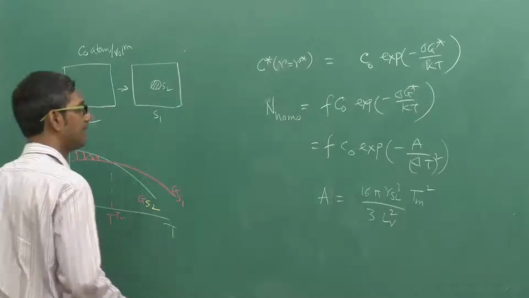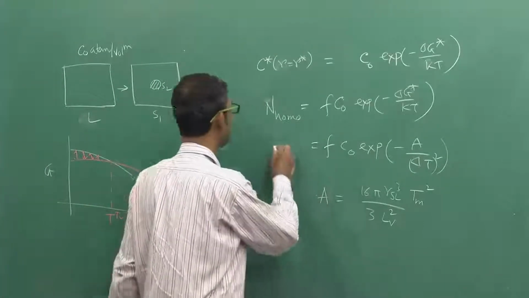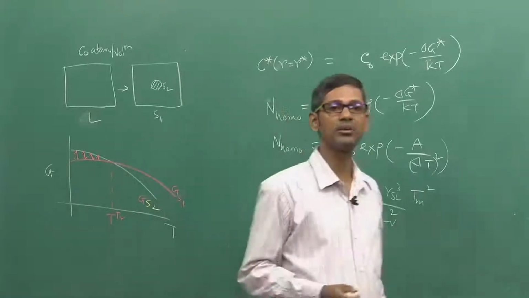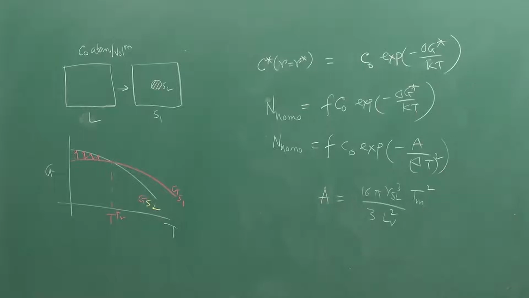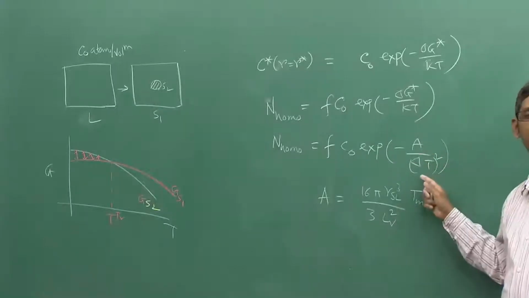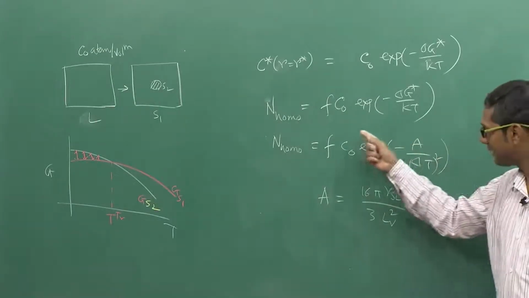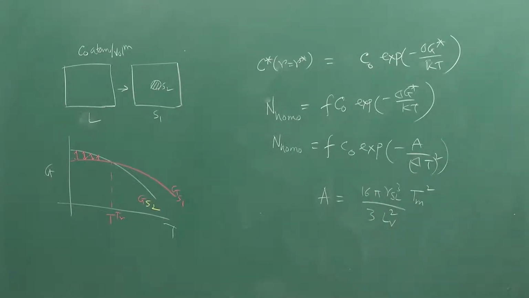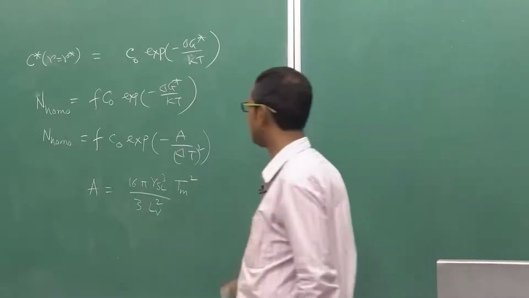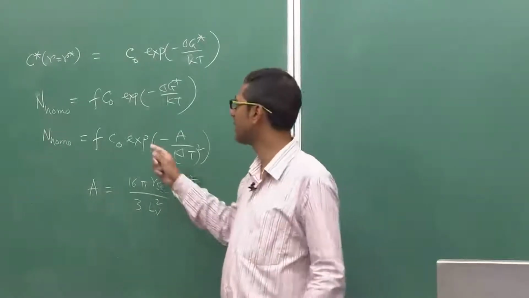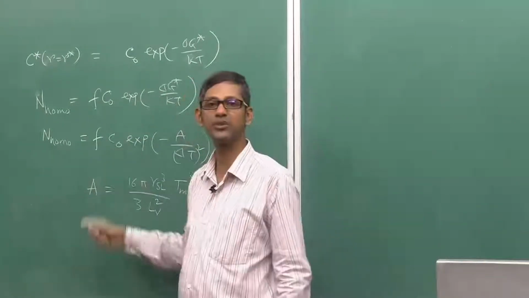As you clearly see, the homogeneous nucleation rate is a strong function of undercooling. Again, the higher the undercooling, the higher is the nucleation rate, because this is in the exponential term. F and C0 are constant in most cases, we assume. They are not dependent on the undercooling, although in the actual sense they may be, but we assume so for the sake of simplicity. This is a pre-exponential term.